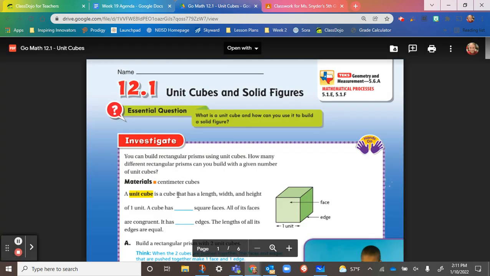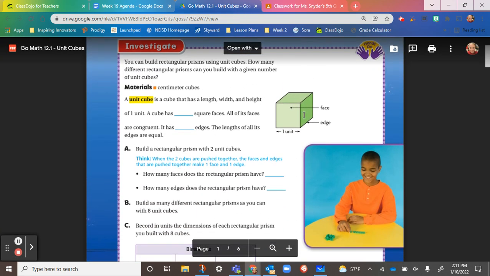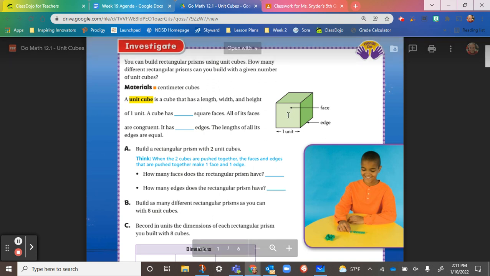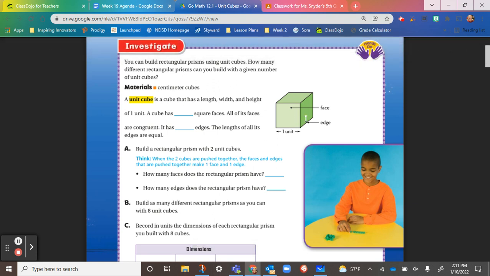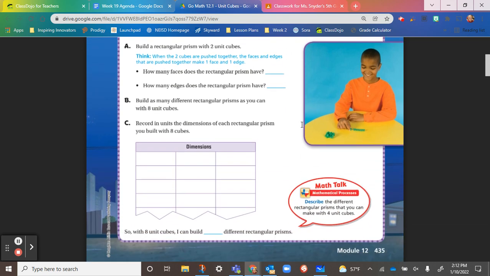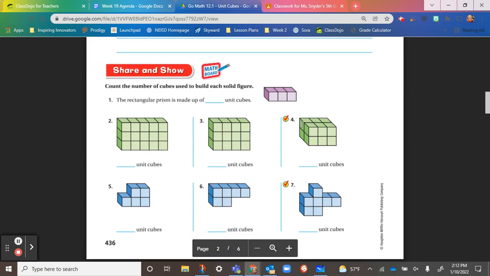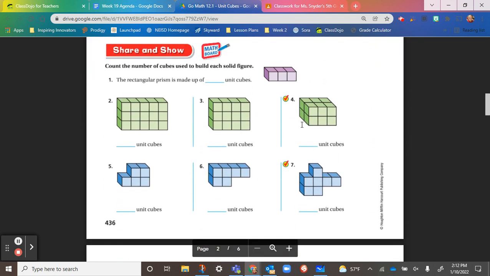If you're able to go through these, we talked about the faces, how many. It has one on the back and one in the front, one on the top, one on the bottom, one on the right, one on the left. So it has square faces, and all of these faces are congruent. The lengths are all equal. We talked about that: 1 centimeter, 1 centimeter, 1 centimeter, all of those are equal. And then we went down here and we did this.